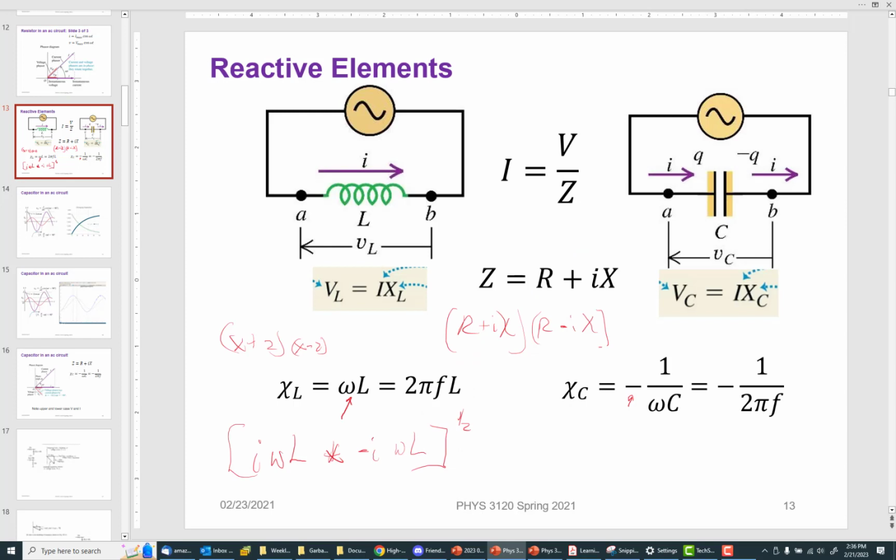So now we have both of them, but we've seen these before. The reactance of an inductor is 2 pi F L, and the reactance of a capacitor is negative 1 over 2 pi F C. Okay, people are still writing.